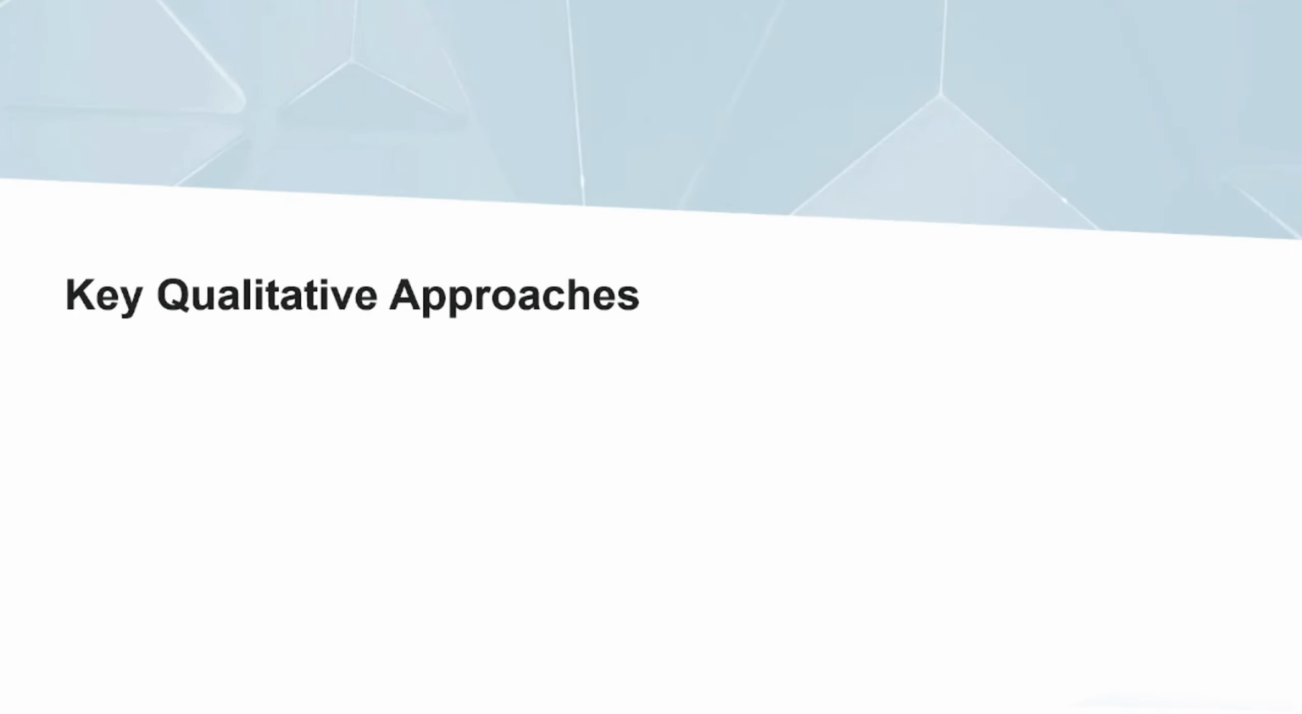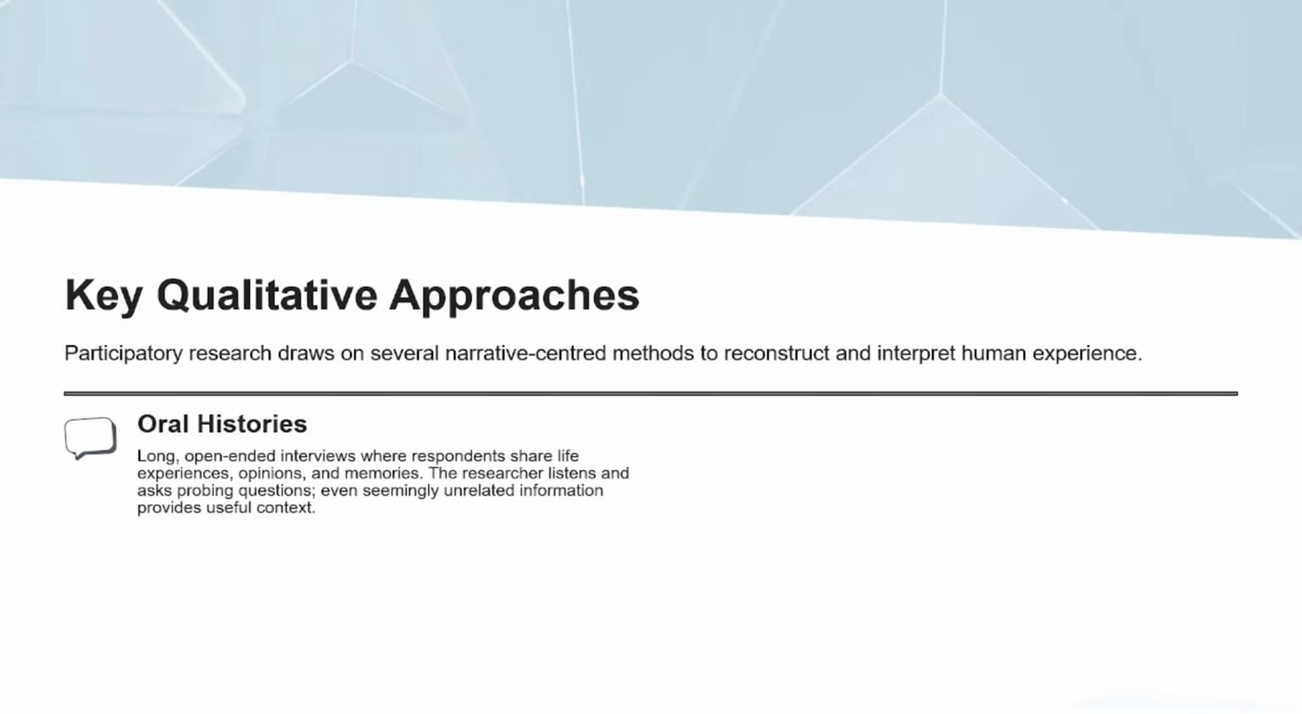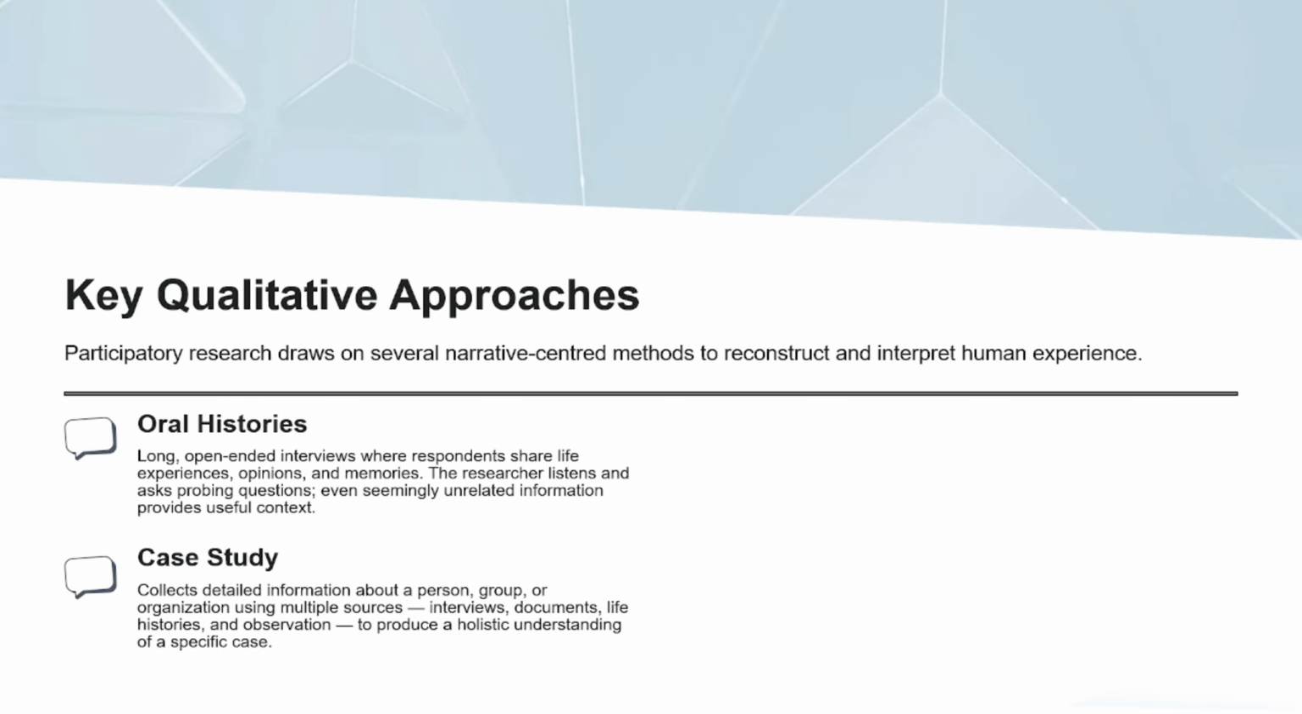Key qualitative approaches. Participatory research also draws on several qualitative approaches that focus on human experiences and narratives. One method is oral history, in which individuals share their life experiences, memories, and opinions through open-ended interviews. The case study method collects detailed information about a particular person, group, or organization using multiple sources such as interviews, documents, and observation.